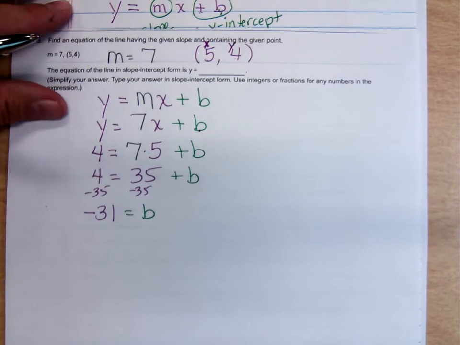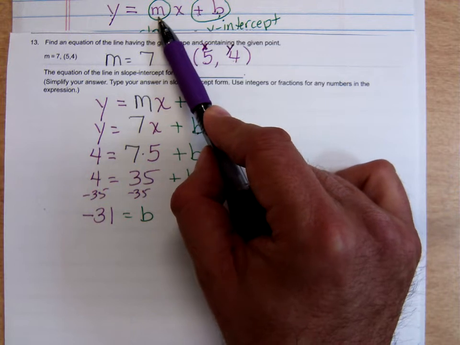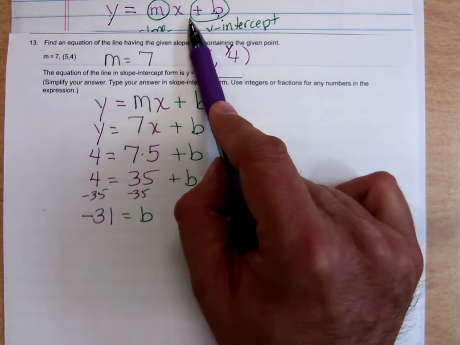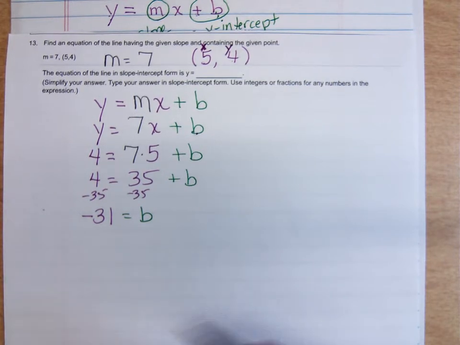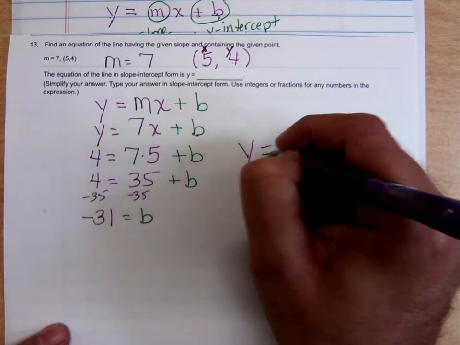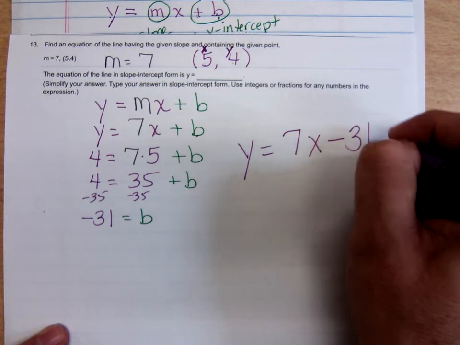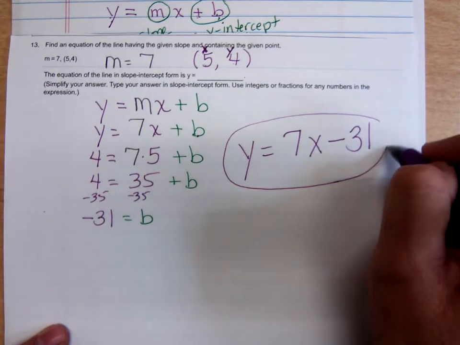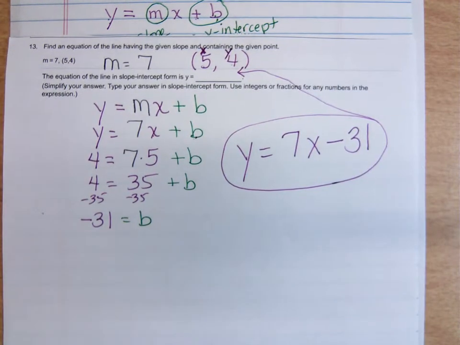So to write the equation, replace the m with 7 and replace this plus b with a minus 31. If you want to write plus a negative 31, okay. But I think most people would write it like this: y equals 7x minus 31. And that's what I would type in. It'll have a spot for you to do that. It says y equals. Okay?